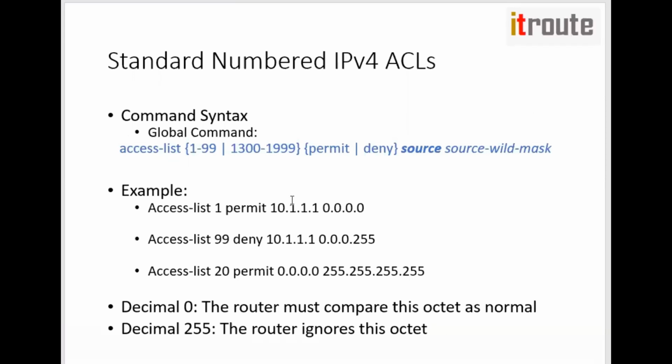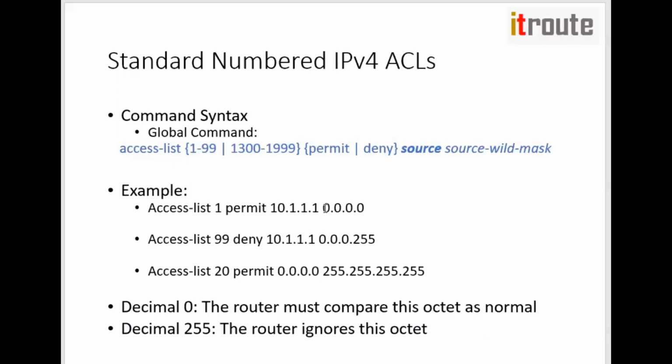Let's have a look at an example of a standard ACL. We have access list 1 permit. Access list 1 means the number. You can put 1, 5, 10, any number you like from this block. After that, what do you want to do? You want to permit or deny? Only two things we have. So you say you want to permit. Okay, what do you want to permit? You want to permit 10.1.1.1. This IP address you want to permit.